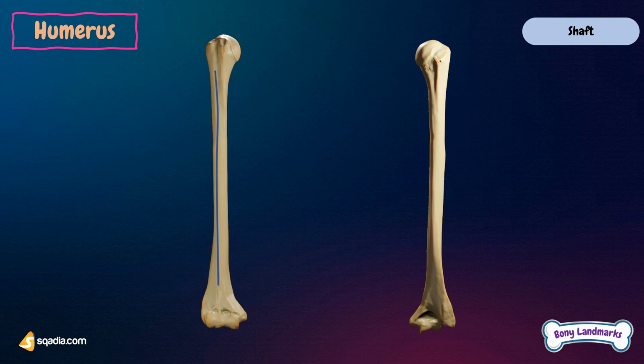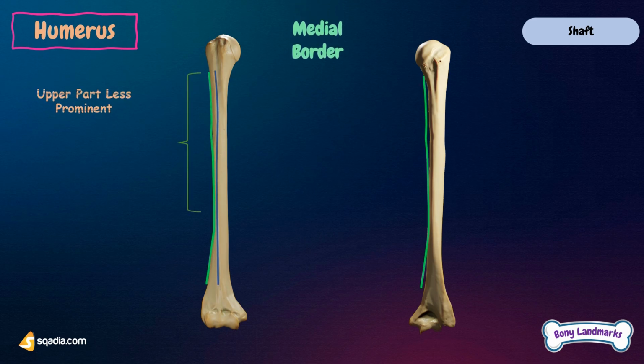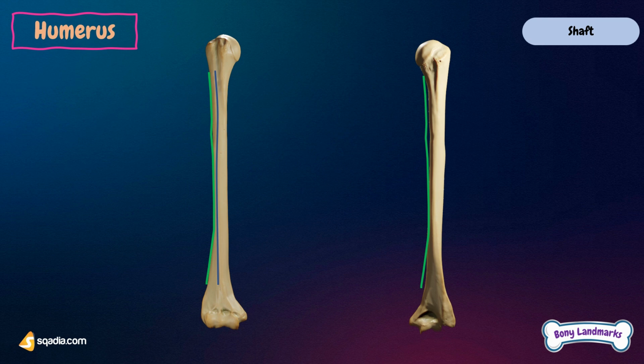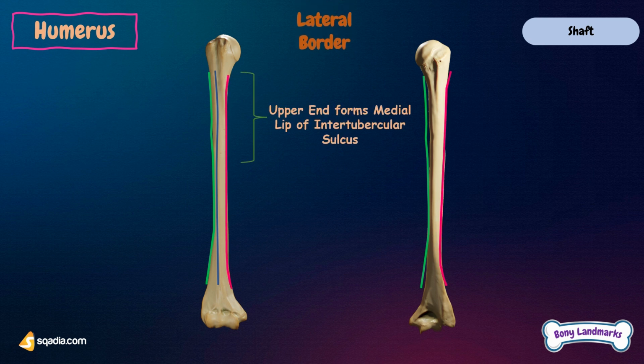Medial border. Its upper end forms the medial lip of the intertubercular sulcus. It is continuous below with the medial supracondylar ridge. A ridge is a non-articulating eminence on the bone. Lateral border. The upper part of the lateral border is less prominent as compared to the lower end that forms the lateral supracondylar ridge.